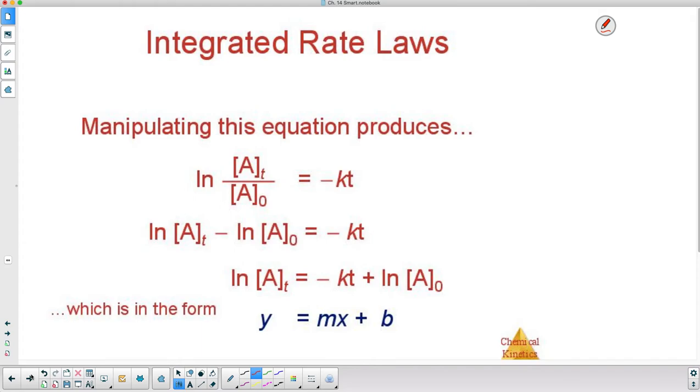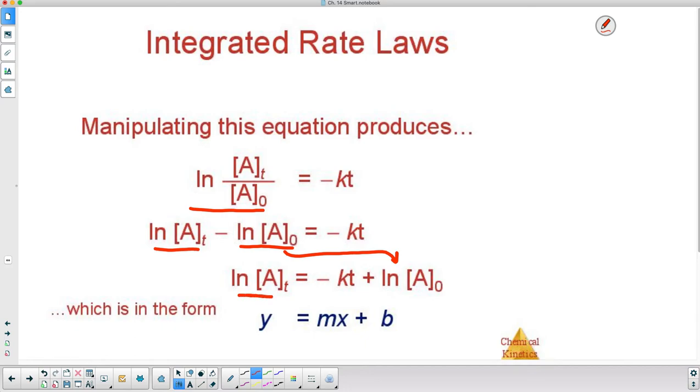Manipulating this equation, you know that you can do this from pre-calc, where you can separate them into natural log of the concentration at time t minus the natural log of the initial concentration equals this. And then if we move the initial concentration to the other side, where we add the natural log of the initial concentration to both sides, then I get this equation.